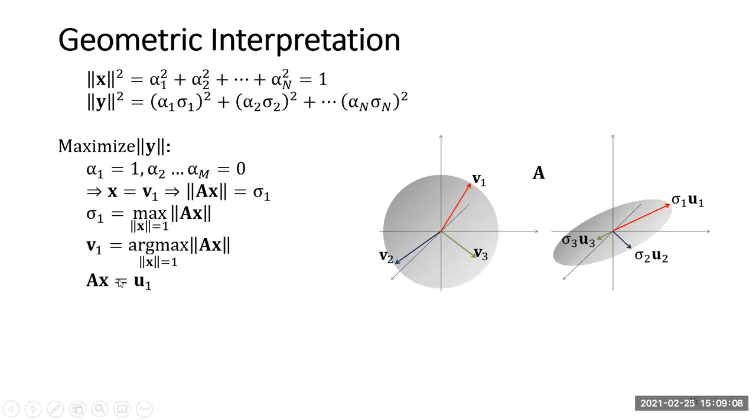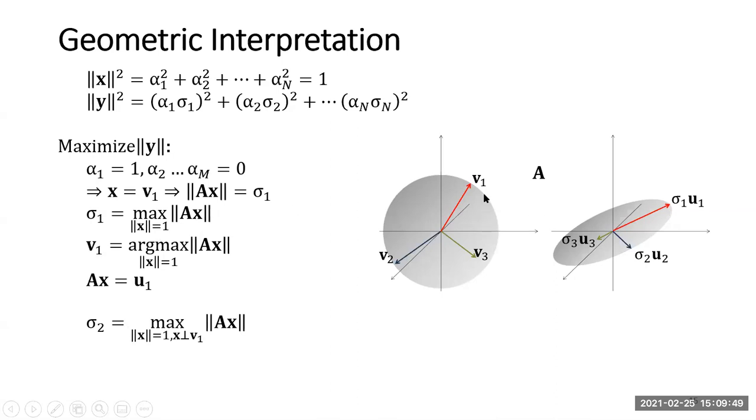So, just going through the slide. x equals v1 is the original one. No constraint that it should be orthogonal, so x can be any unit vector. With x equals v1, the length of Ax is sigma 1. Sigma 1 equals the maximum of the L2 norm of Ax, where x is a unit vector, and v1 is the argmax. And Ax equals sigma 1 u1. We all saw this just now.